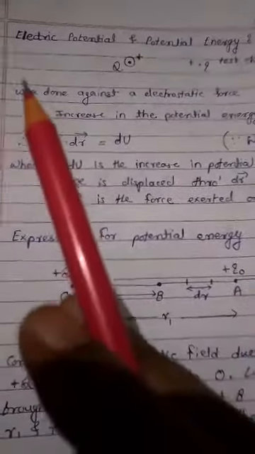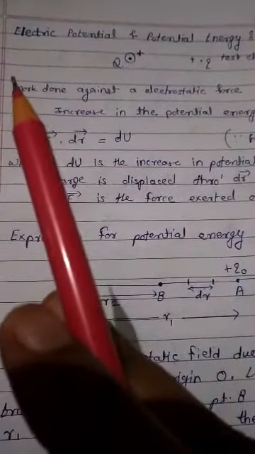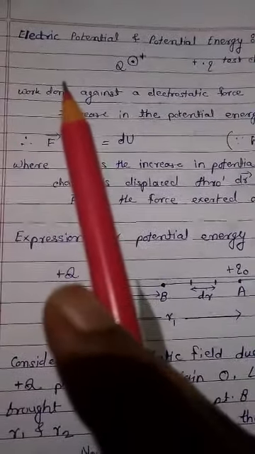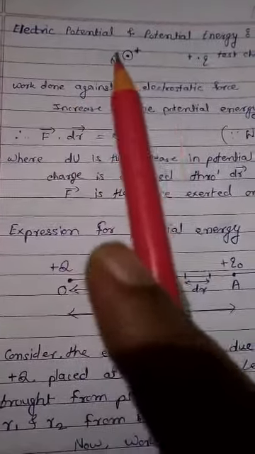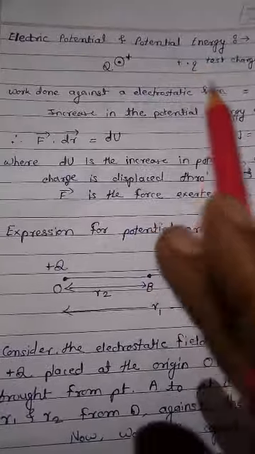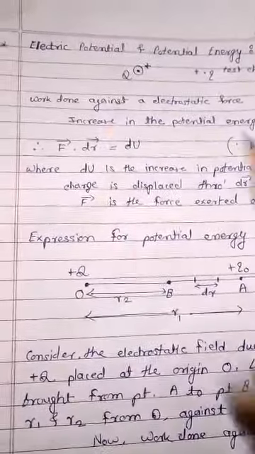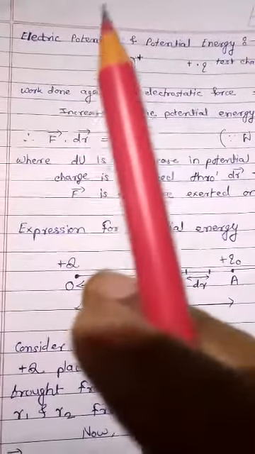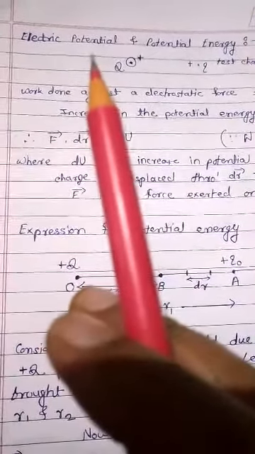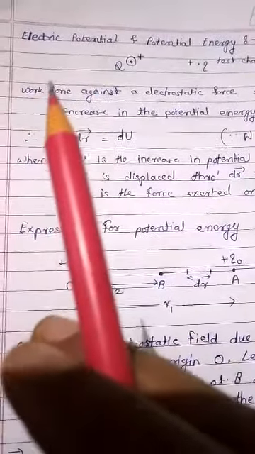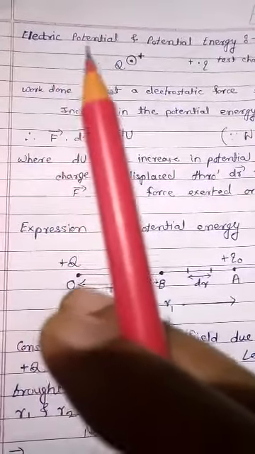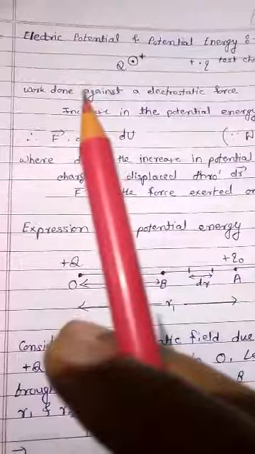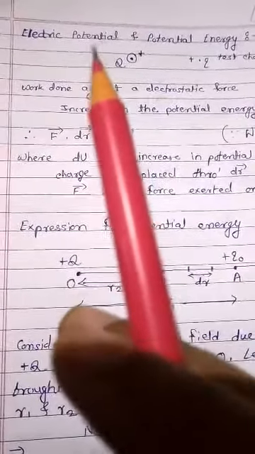In the last 3 points we saw the applications of Gauss theorem. Now our next point is electric potential and potential energy. Electric potential considers only one charge. Its formula is V is equal to 1 upon 4 pi epsilon naught Q upon R. So potential is denoted by V.